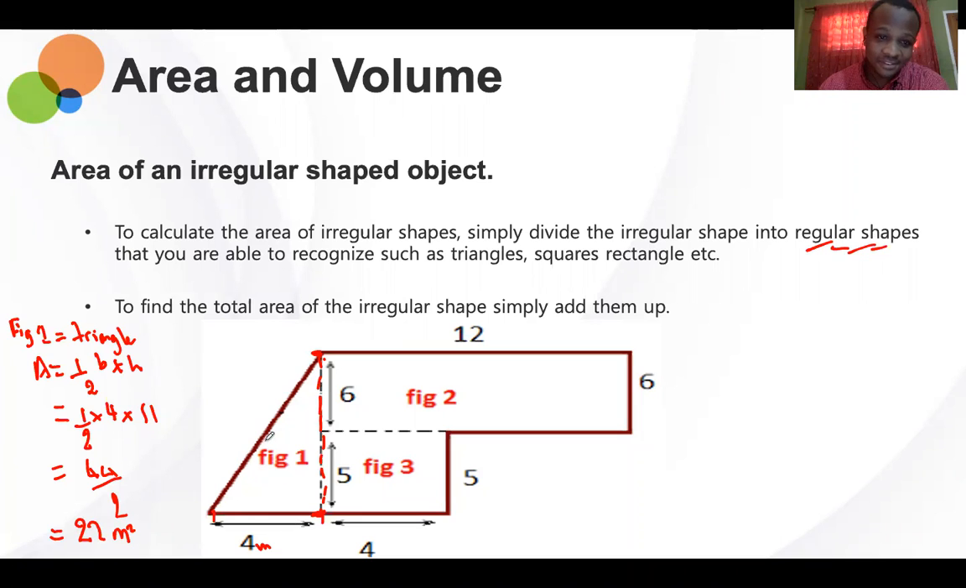All right, so we're at figure 2. Figure 2 is a triangle, right?